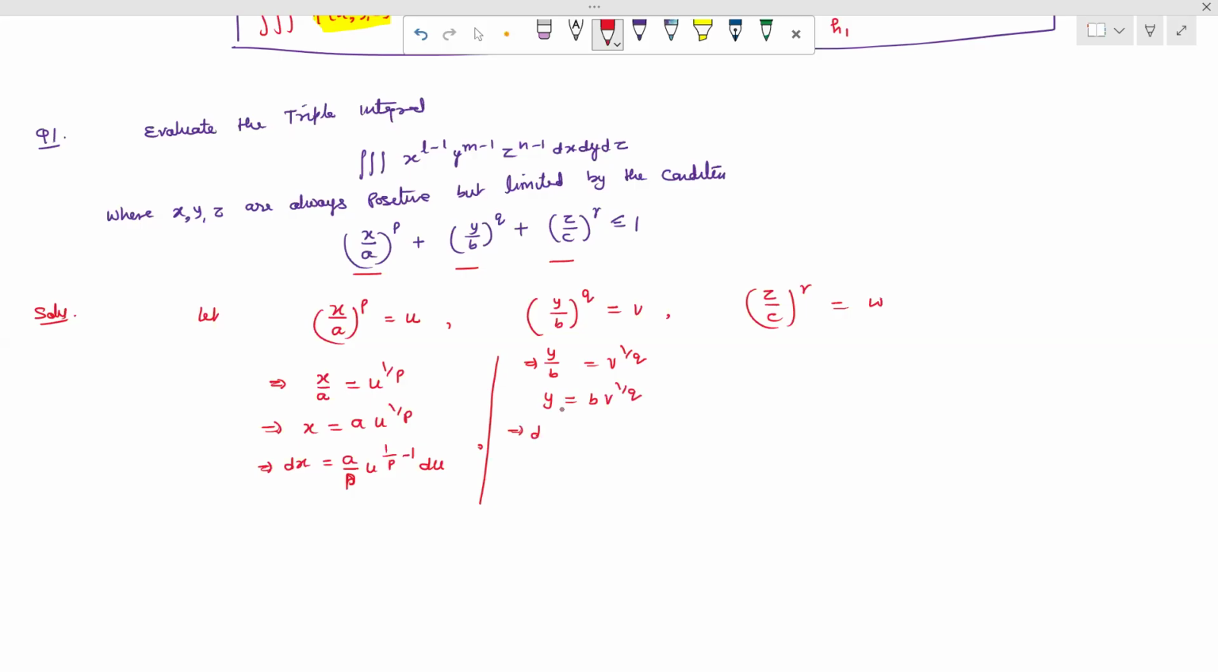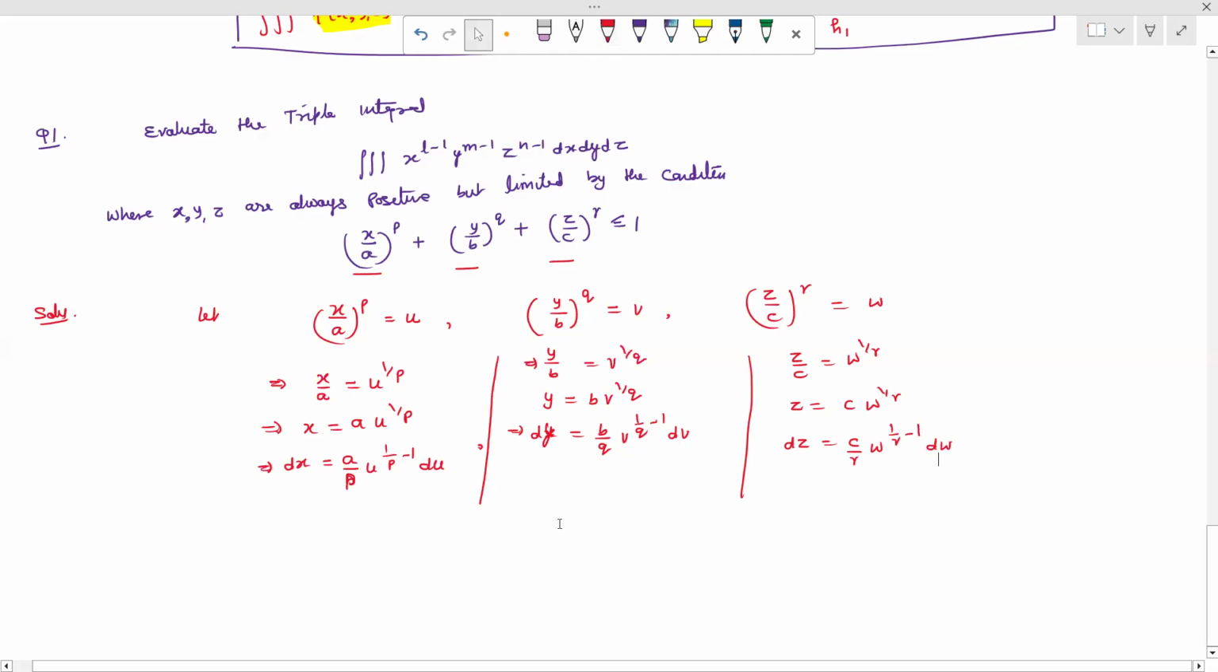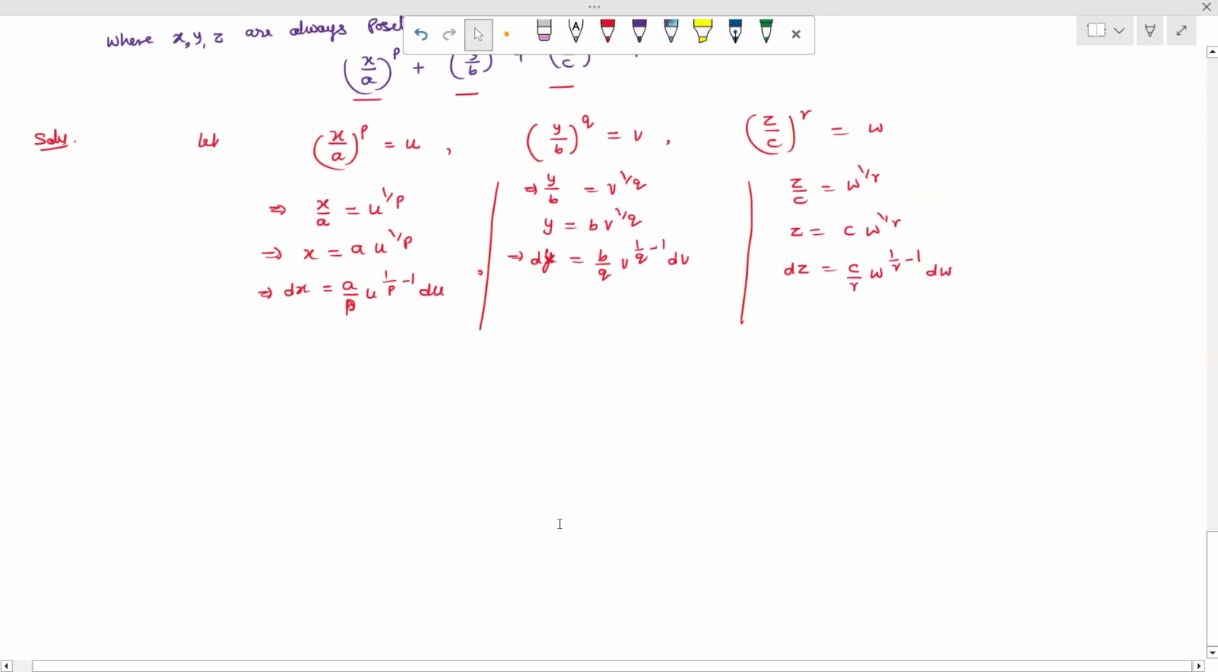और जब इसको डिफरेंशिएट करेंगे तो dy इज इक्वल टू b अपॉन q v रेज टू द पावर 1 अपॉन q माइनस 1 इंटू dv. नाउ फॉर थर्ड वन, z upon c, this equal to w raised to the power 1 upon r. So z is equal to c into w raised to the power 1 upon r. So then dz is equal to c upon r w raised to the power 1 upon r minus 1 into dw. Okay, so these are the values of x, y, and z.